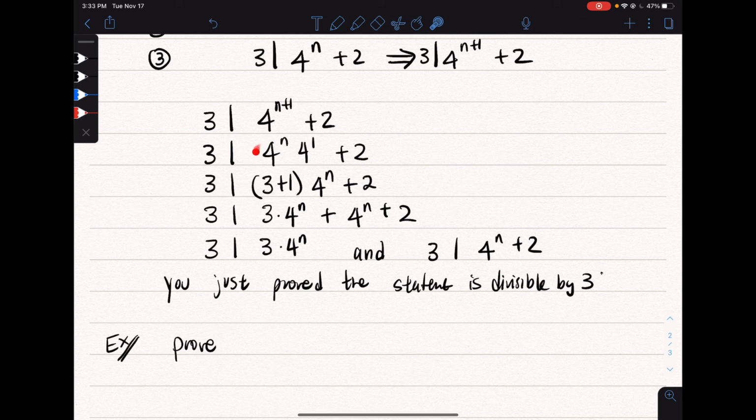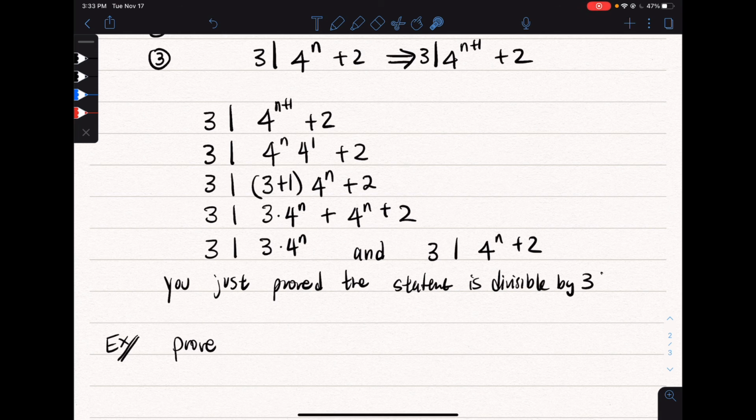We're going to break up this exponent into 2 products, 4 to the n and 4 to the 1 plus 2, which is acceptable. And then we're going to do a sneaky little thing. We're going to actually break apart 4 to the power of 1 into 3 plus 1 times 4 to the power of n. We're going to just expand the terms here so we can get 3 terms.